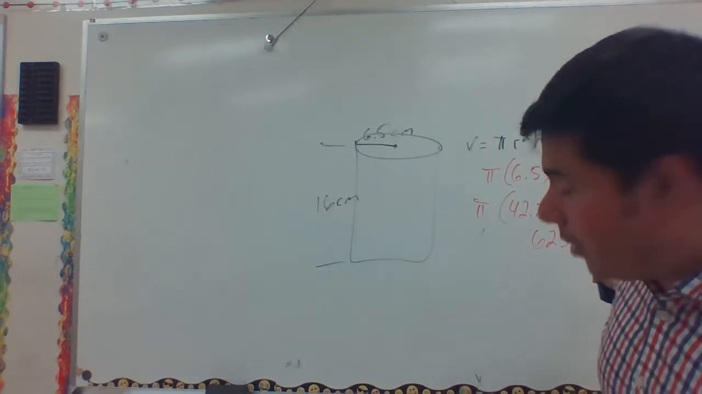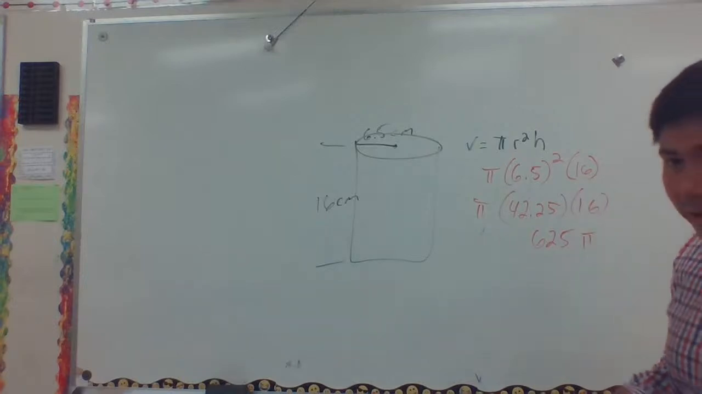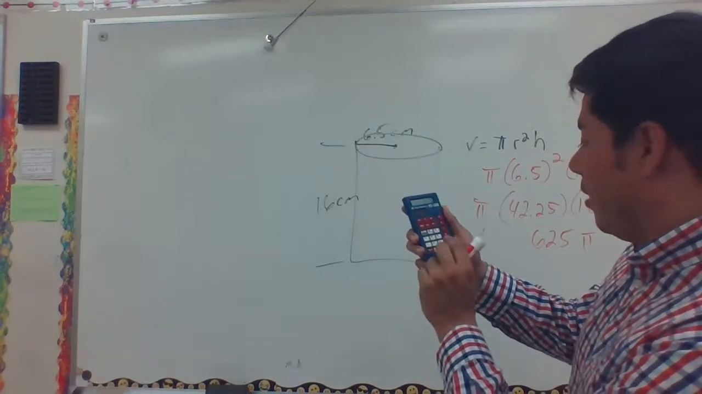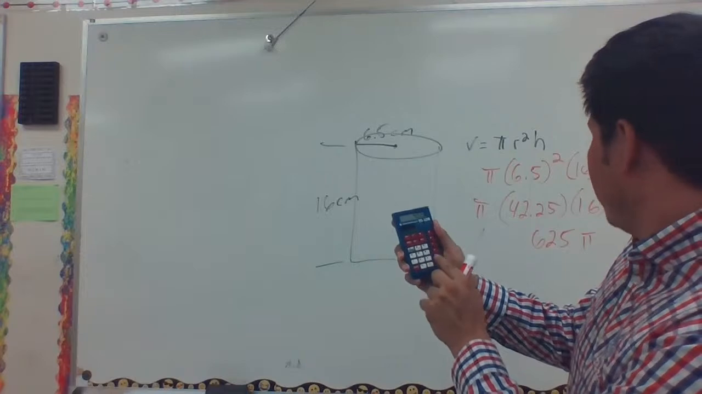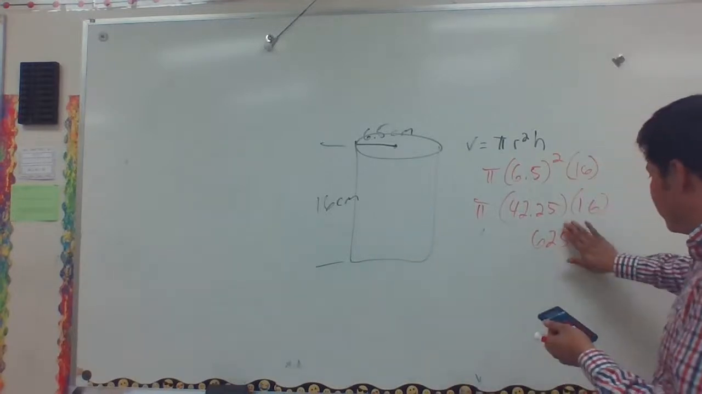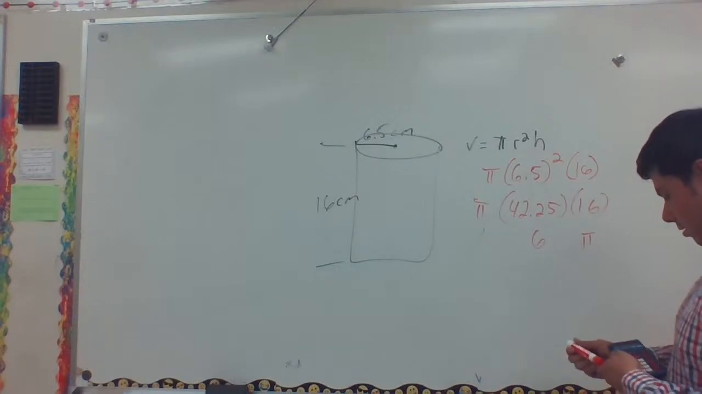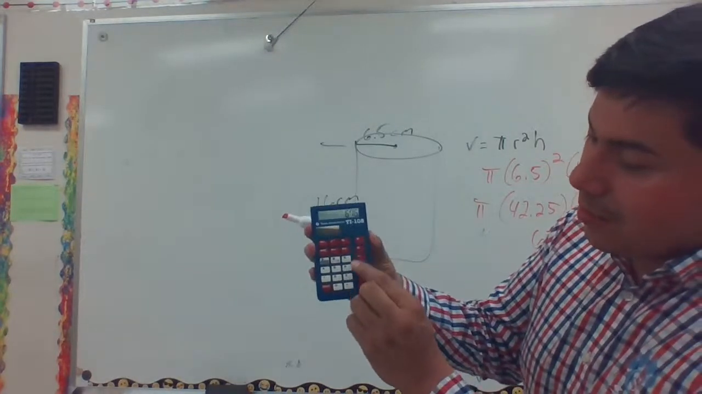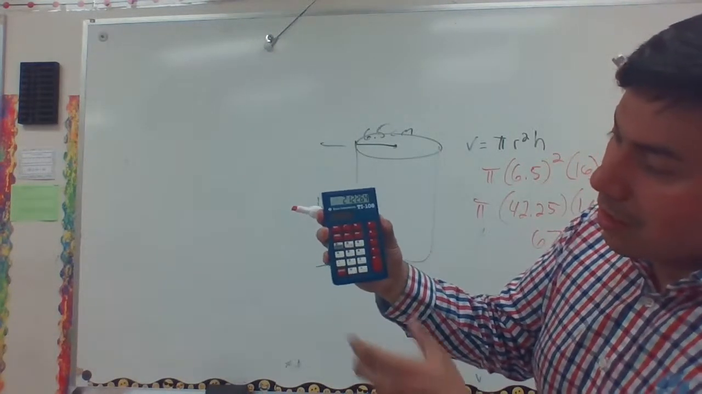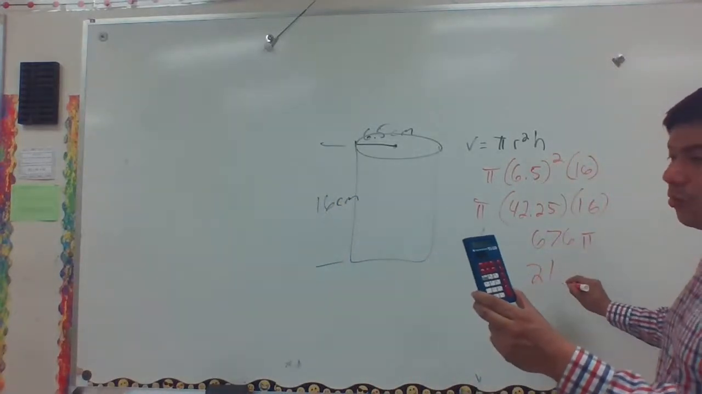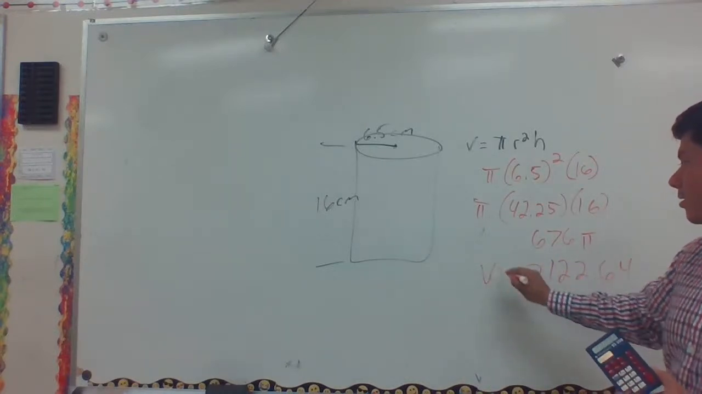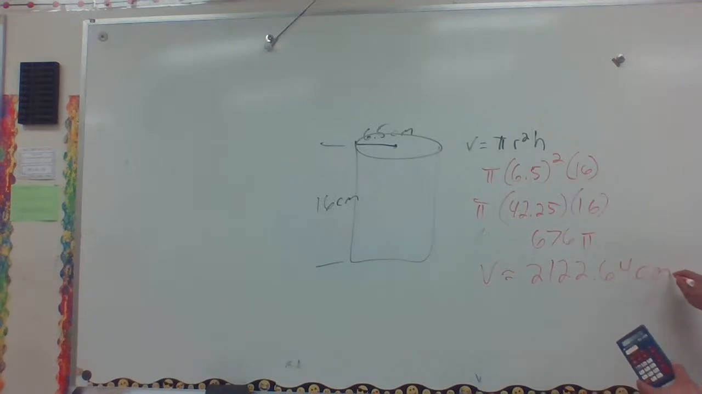625. If they said leave it in terms of pi, that would be your answer. We're going to keep going. Did I write it wrong? Hold on, let me do it again. I think I wrote it wrong. 42.25 times 16. It's 676. Okay. And then we're going to take that times 3.14, hit equals, and that's going to be 2,123.64. And that's the volume, approximately this number right here for this cylinder.